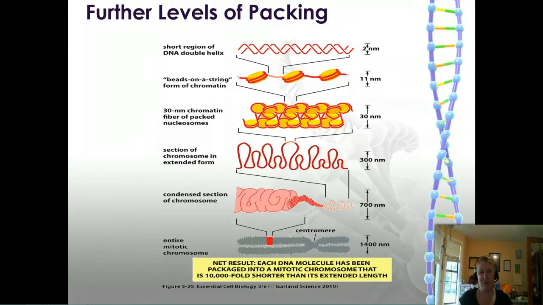And these chromosomes need to be able to be opened and closed as they need to be read, or tightly condensed for mitosis so that nothing gets broken or caught on something.